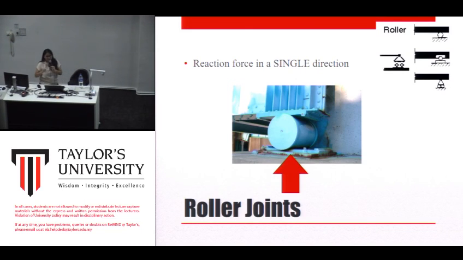So what happens is that this support is allowed to move left and right. It is restricted in the vertical movement. And at the same time, it is allowed to rotate. Alright, it is allowed to rotate.